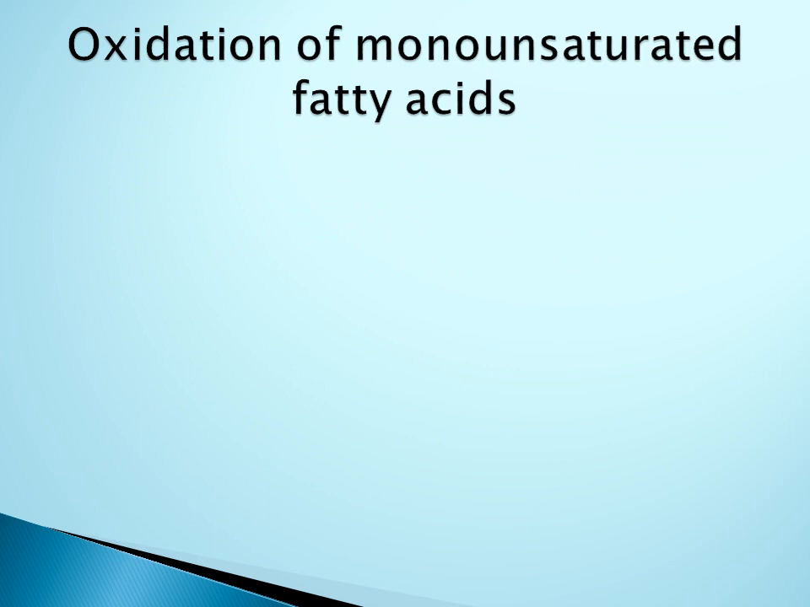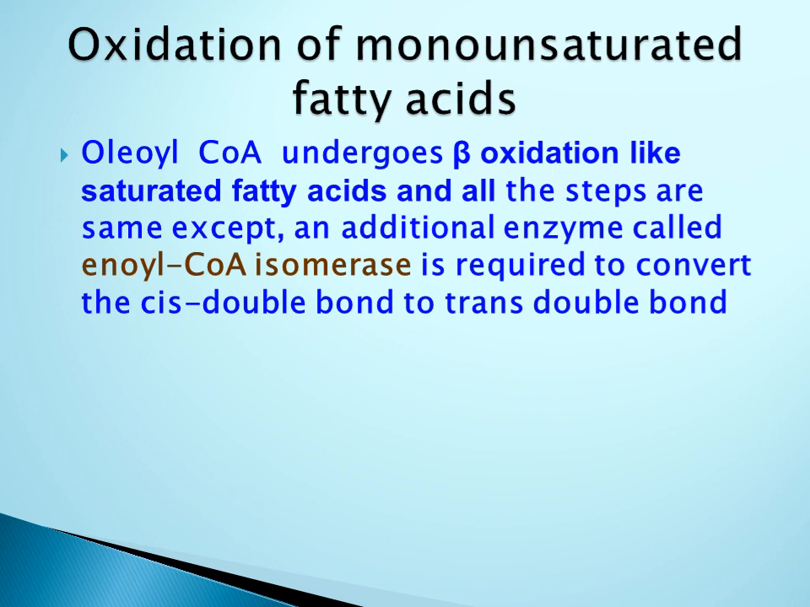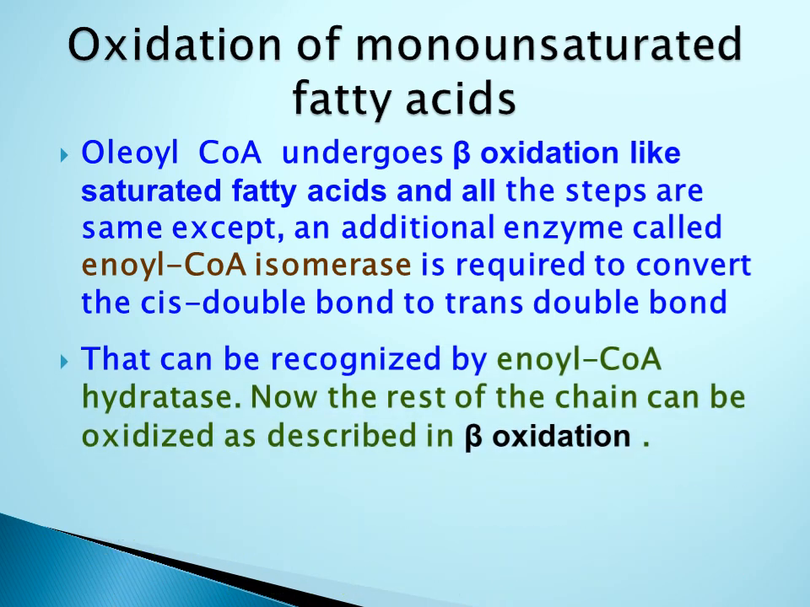Unsaturated fatty acids are activated, transported across the inner mitochondrial membrane and undergo beta oxidation similar to that of saturated fatty acids. But the double bonds of naturally occurring unsaturated fatty acids are in the cis configuration, whereas those produced during beta oxidation are in the trans configuration. So, an additional enzyme called enoyl coenzyme A isomerase is required to convert the cis double bond to a trans double bond. When the cis double bond is converted to trans, it is recognized by enoyl coenzyme A hydratase. Now the rest of the chain can be oxidized as described in beta oxidation.